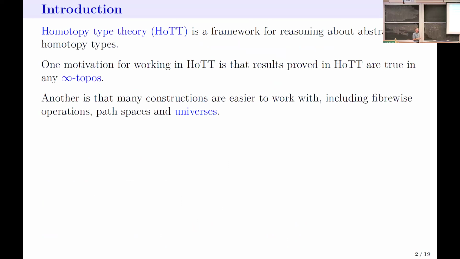One of the reasons I like working that way is I don't want to just prove things for spaces. I like to prove it also for other abstract homotopy theories, which are encoded in the idea of an infinity topos. So everything I'm going to tell you is actually true in any infinity topos, but I'm going to just phrase it for spaces just to keep it simple.